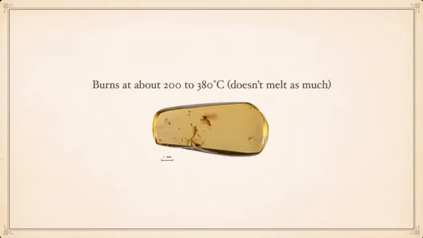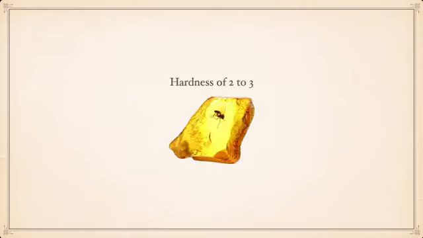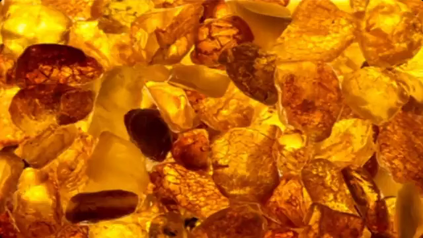Now, it burns at about 200 to 380 degrees C. It doesn't really melt too much. It has a conchoidal fracture when it does fracture. It has a hardness of, say, 2 to 3, and a specific gravity of 1.04 to 1.10. So right there is a bit on this wonderful substance, amber.